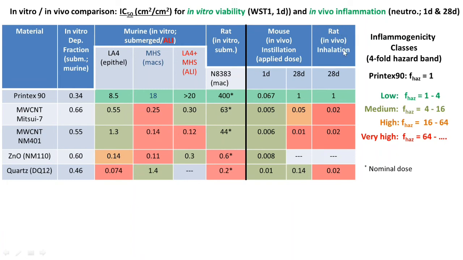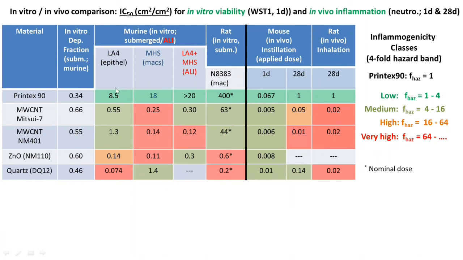Of course, the gold standard is rat in vivo inhalation. And you see, or maybe I should start here with the Printex 90 material. You see the dose for rat in vivo is 1 square centimeter per square centimeter, IC50. But then if you go to acute levels after installation, it's about a factor of 10, 15 lower.